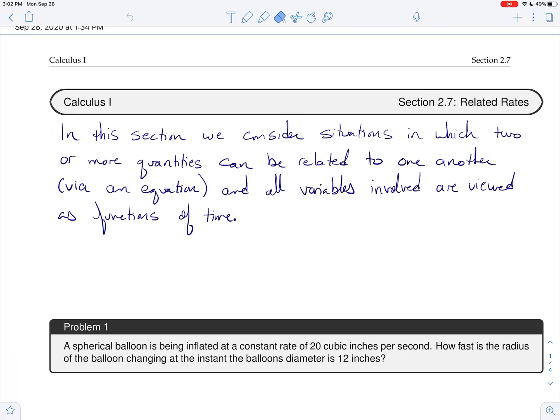All right, 2.7. So in this section, we want to consider situations in which two or more quantities can be related to each other. Usually we're talking via an equation. And when we do this, we're going to go ahead and consider all variables to be functions of time. And you'll see what I'm talking about in just a second.